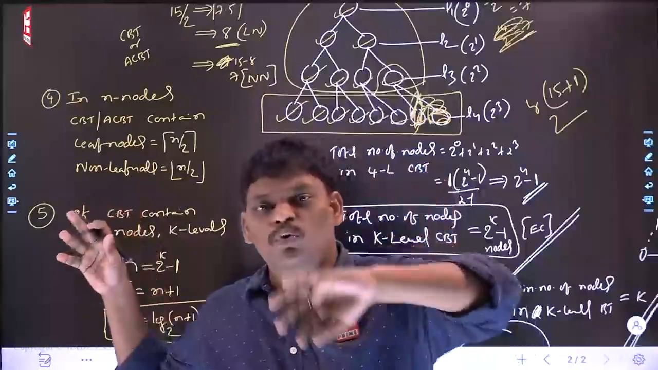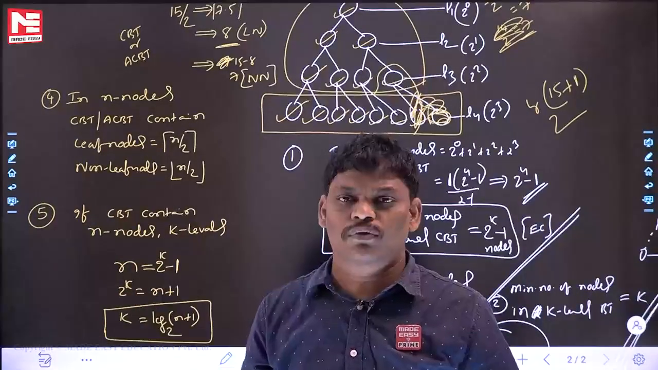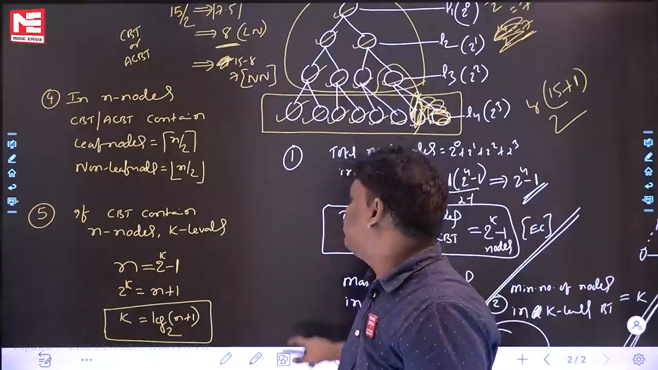Because of one node, two nodes, don't say it is unbalanced. Unbalanced means no one on the right, all are on the left. Fine. So this is the fifth formula.